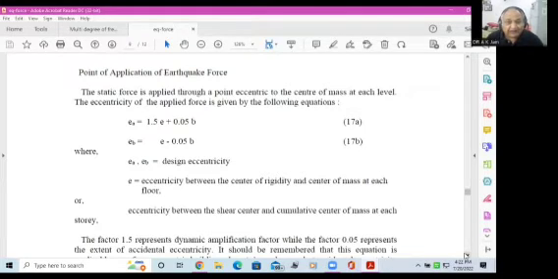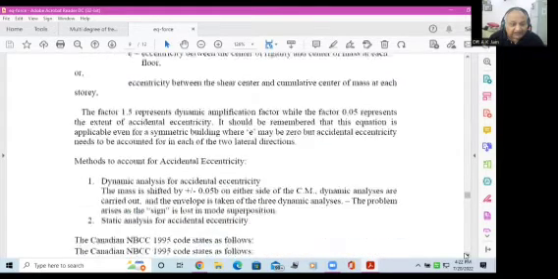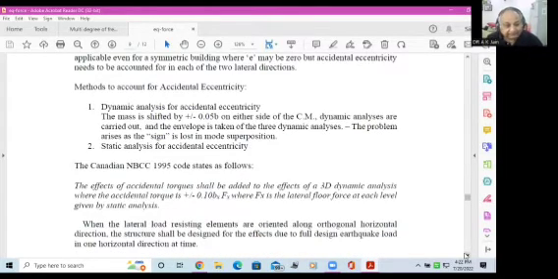So what is B? B is the width of the building normal to the direction of the earthquake. So if you know the largest dimension of the building, you take 5% of that and calculate the accidental eccentricity, and you apply the earthquake force at that eccentricity and analyze the building.